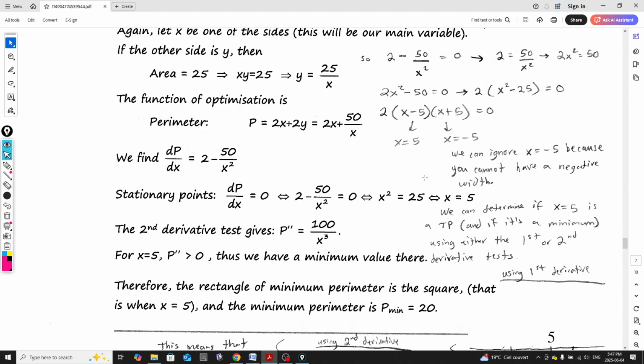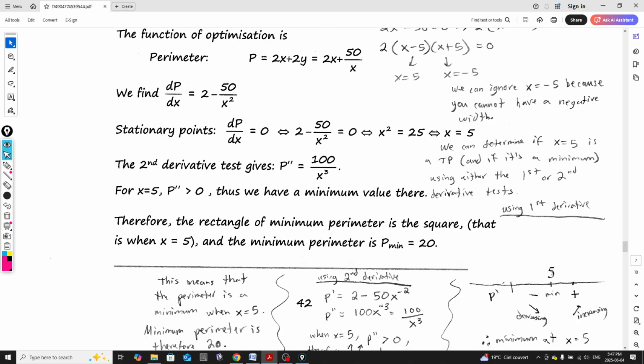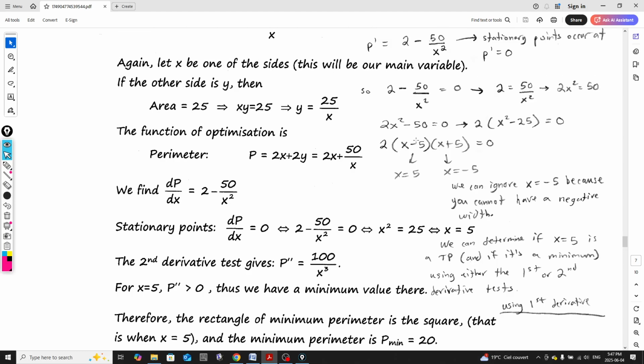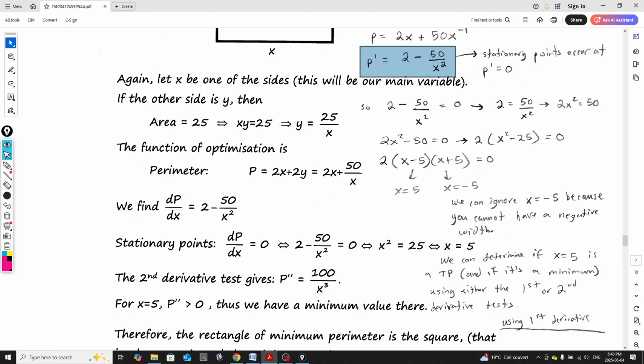If I want to use my first derivative test, at x equals 5, I'm going to be using this right here, with x values to the left of 5 and to the right of 5 to see what happens to p prime. To the left of 5, let's say x equals 1, since that's going to make it easier.